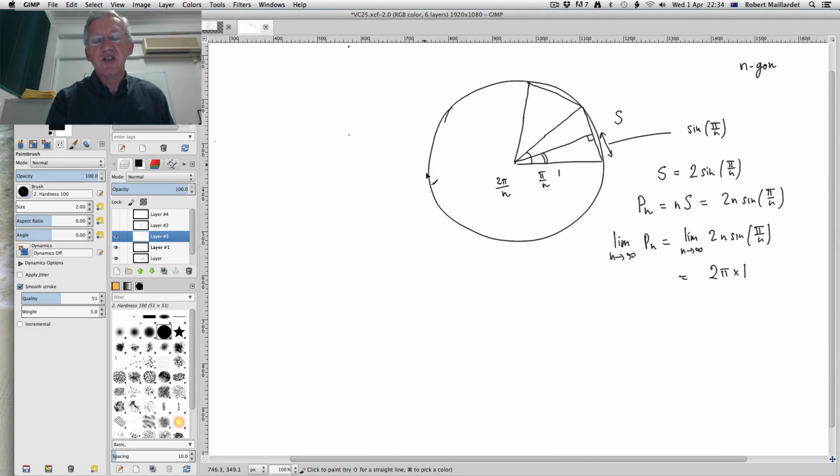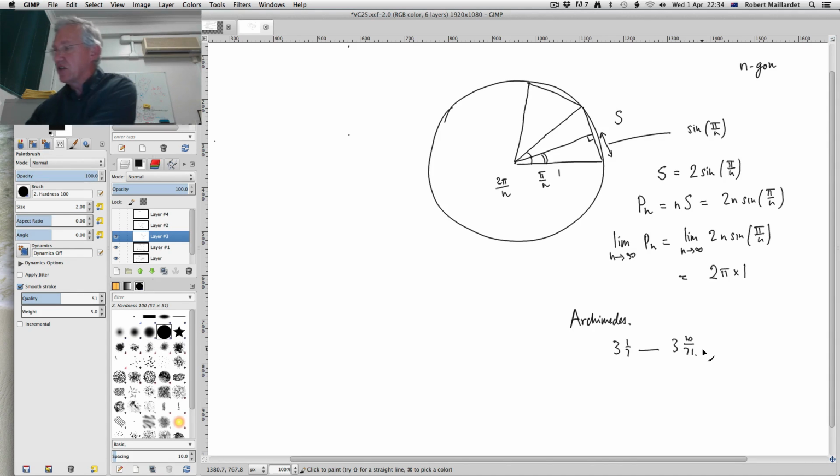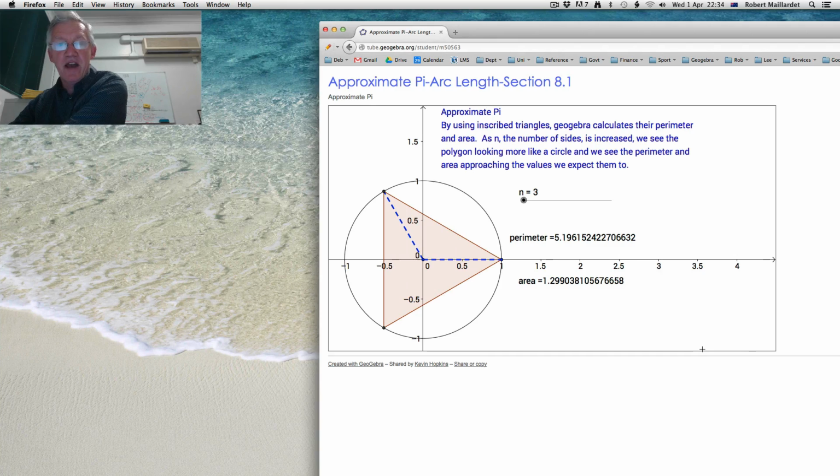This process of putting an n-gon inside a circle, and also you can do the same thing with an n-gon that actually sits just outside the circle, was an argument that was used by Archimedes to actually get some limits on pi. And he figured out that pi was between 3 and 1/7 and 3 and 10 on 71 by using an argument exactly like this. And if you're interested to play around with it, I have a little GeoGebra applet which is available on the website, and it just enables you to look at the perimeter. So here n is equal to 3.